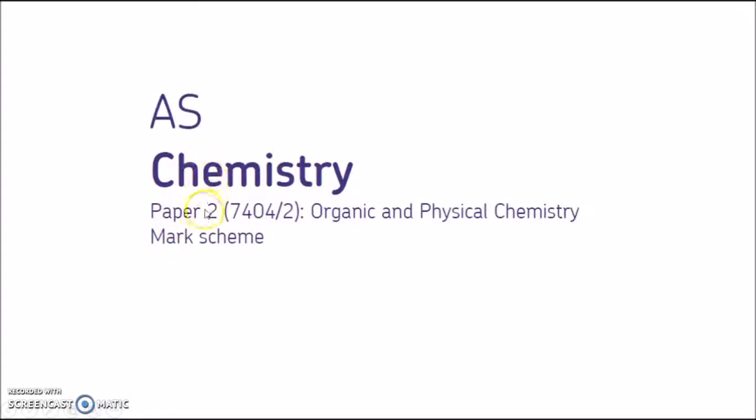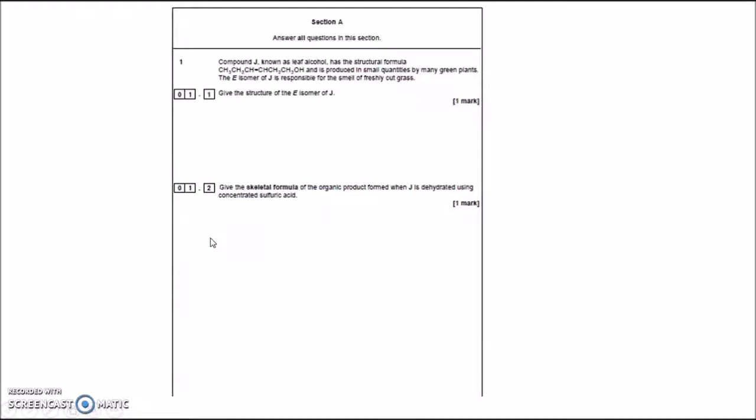I'm now going to talk through AS Chemistry Paper 2, Specimen version 0.5. So I'm going to look first of all at question number 1. Question 1.1. Compound J, known as leaf alcohol, has the structural formula CH3CH2CH2CH2OH. Produced in small quantities by many green plants, the E isomer of J is responsible for the smell of freshly cut grass. Give the structure of the E isomer of J.